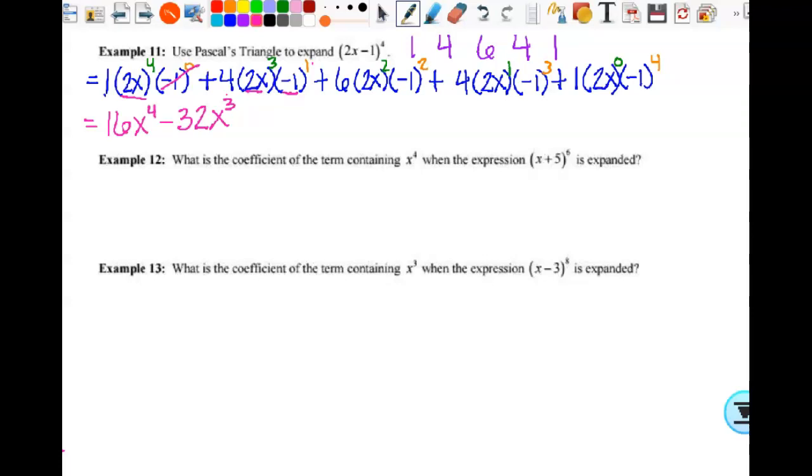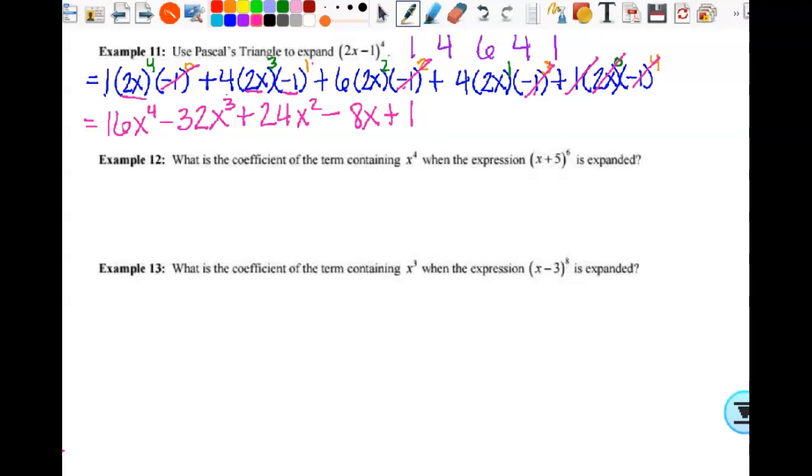Then I move on to the next one. This -1 squared, that's just going to be a +1. And then what's 2 squared? 4 times 6 is 24x squared. Then when I move on to the next one, -1 cubed is going to give me -1, so that's negative. 2 to the 1st is 2 times 4 is 8x. Then here, -1 to the 4th is a +1. That's a +1, that's a +1, so it's +1.